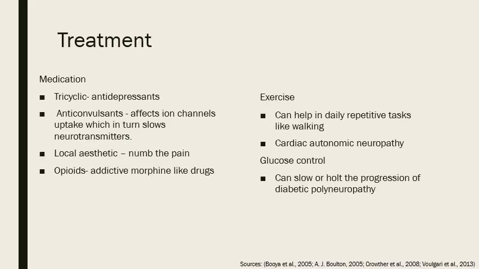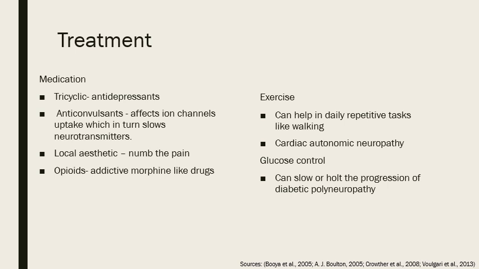There are many treatments and interventions that can be taken to help with diabetic polyneuropathy. All of these medications that are listed are to help with painful diabetic polyneuropathy. Tricyclic medications are antidepressants that hinder norepinephrine and serotonin uptake. Anticonvulsant medication affects ion channels, which in turn slows the neurotransmitters. Local anesthetic numbs the sites of pain. Opioids are addictive morphine-like drugs.